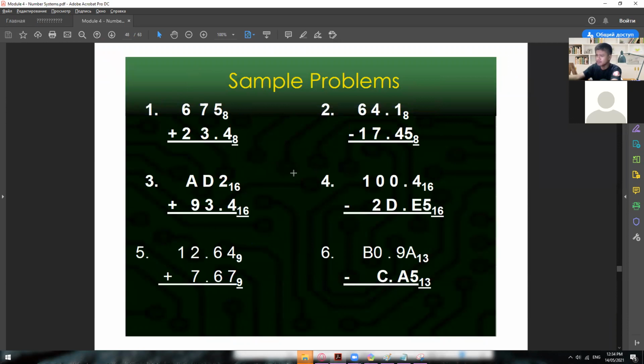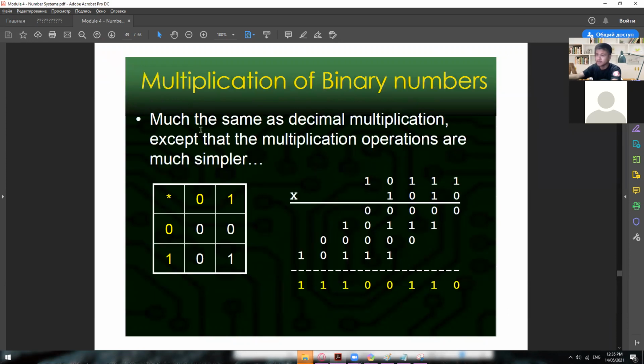So here are the other sample problems wherein we will not answer this one anymore since we don't have that much time. So again, I'll leave this one to you guys as your practice assignment, your practice activity, right?